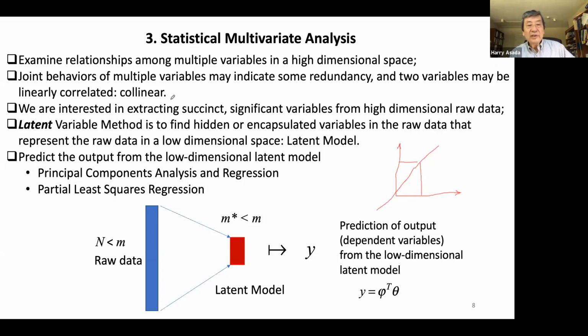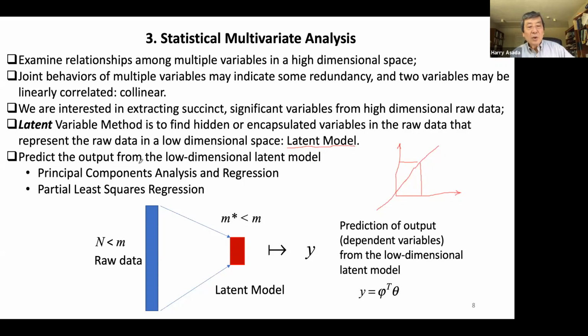So what we like to do is extract the succinct and significant variables behind the high dimensional space. Extracting such things is called the latent variable method. This is to find hidden or encapsulated variables in the raw data that represent the original data in a low dimensional space. The model created through this is called the latent model. This latent model is a very important concept.